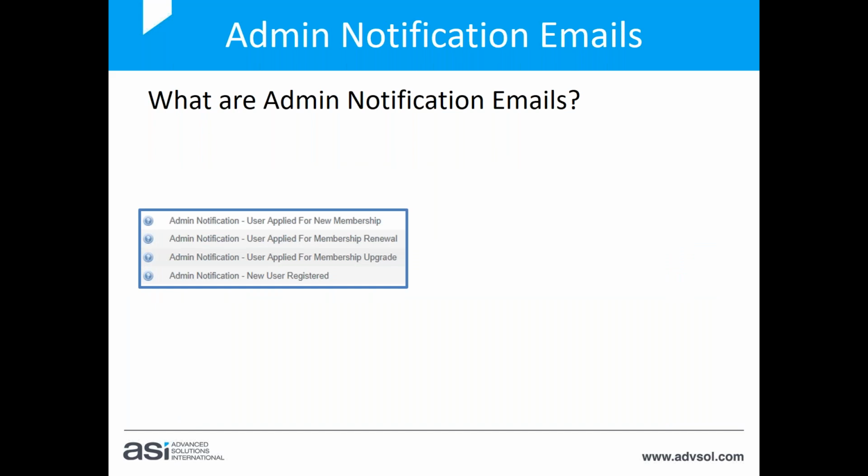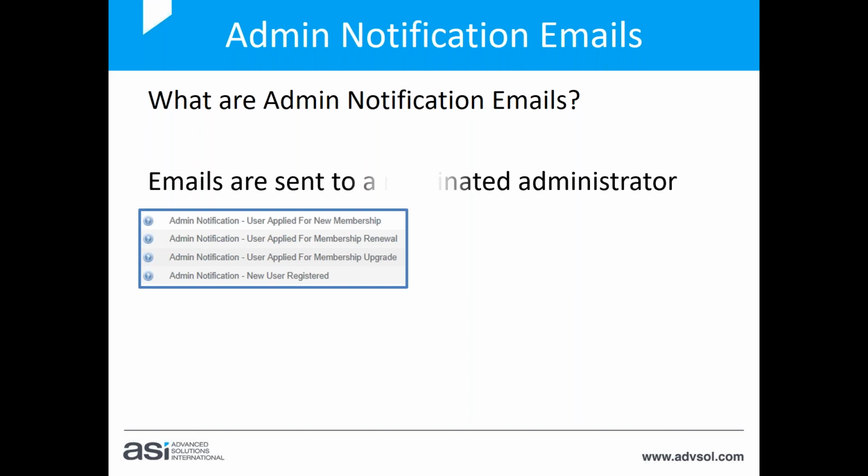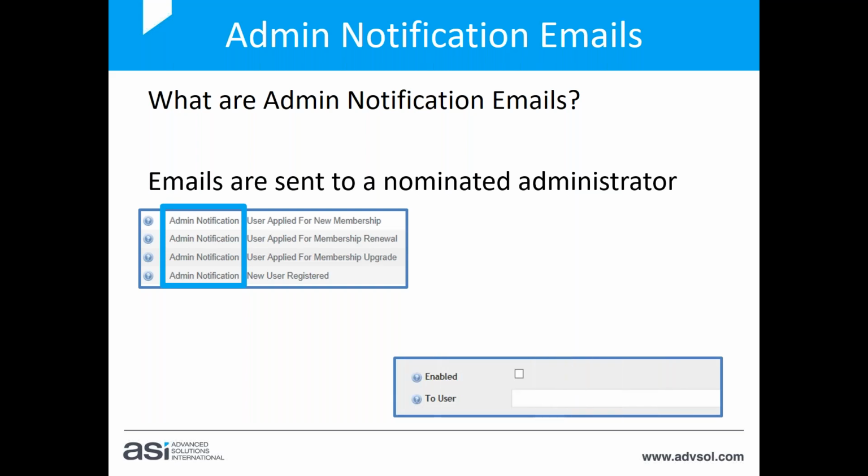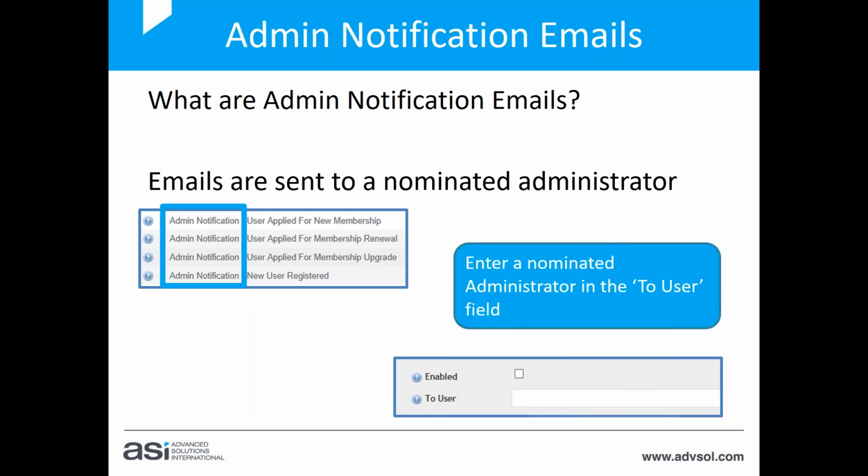Then you have the admin notification emails. These are the ones that are sent to a nominated administrator. You may have different administrators for different jobs, so maybe you can choose different administrators in the system as well. And they're prefixed with admin notification. What you need to do is edit a nominated administrator in the to user field. It'll say to user and you select a nominated administrator. So I'm going to go and show you that now in the system.